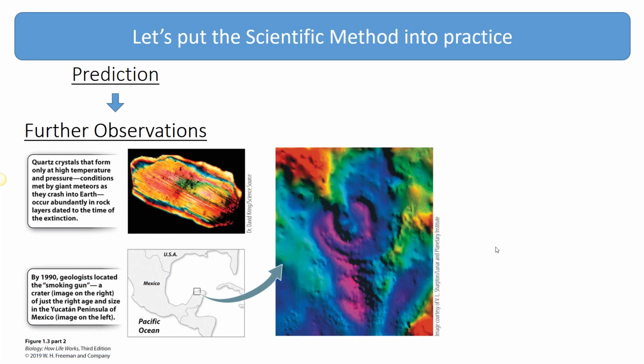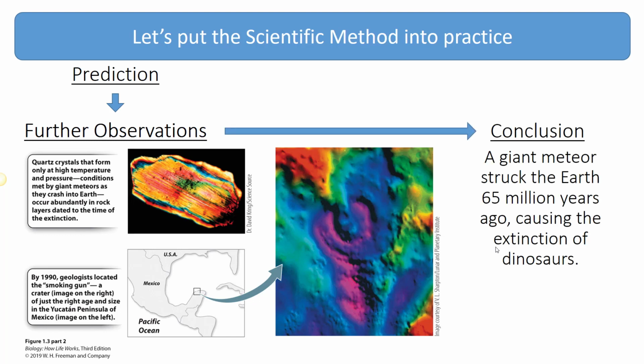Two further observations were then made. First, the kind of quartz crystals that are found in places struck by meteors have been found in layers dated to the time of dinosaur extinction. Second, researchers also found a crater in the Yucatan Peninsula on the east coast of Mexico that was roughly the correct size and age for the hypothesized meteor. Thus, many scientists now conclude that a large meteor caused the extinction of the dinosaurs. There are other hypotheses that are still plausible, however.